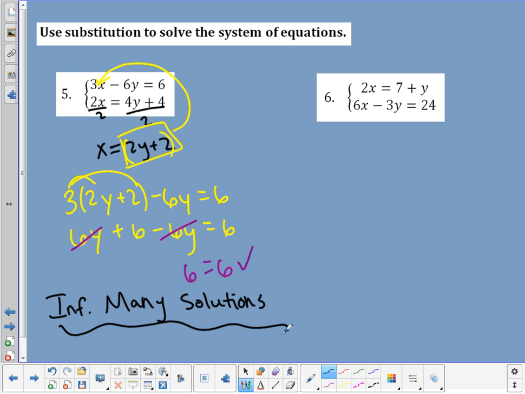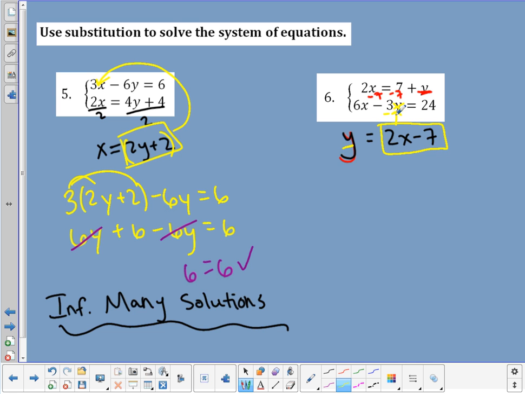Number 6, I look for a variable that's by itself, and I don't see one that's alone, but I do see one that has 1 for a coefficient. So that's what I'm going to work with. I'm going to subtract the 7 from both sides so that I have y equals, sorry, that's ugly to look at, y equals 2x minus 7 for that phrase that I'm going to solve. Then I take this piece that's equal to y, and I plug it in for y right there.